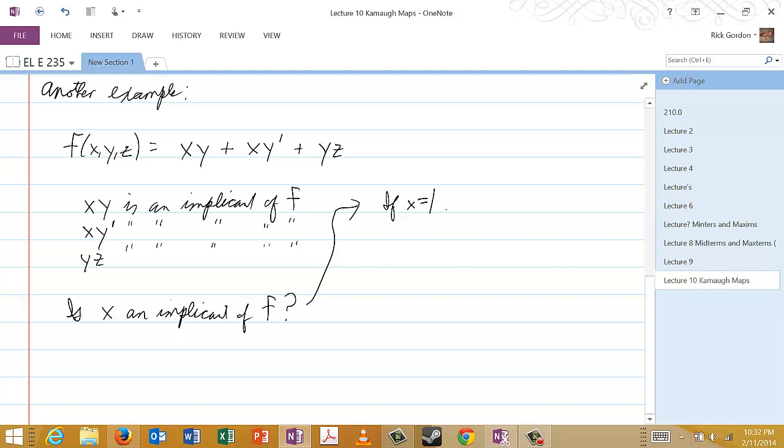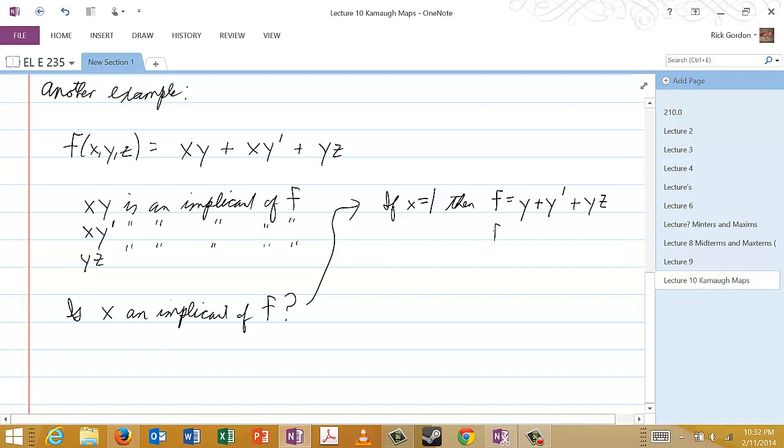If x equals 1, then f, okay, let's just take this formula, and everywhere we see an x, let's put a 1. Well, f would be equal to 1 ANDed with y is y, 1 ANDed with y prime is y prime, and the last term, yz, doesn't contain any x's in it, so it would just remain the same, yz.